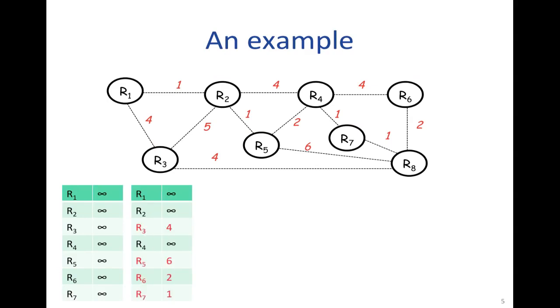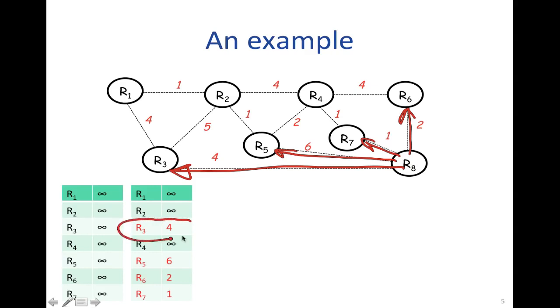So in the next step, that information is going to propagate outwards from R8. So this information here is going to tell us in that first wave that R8 can be reached in one hop from these routers. R3 is going to learn that it can get there in 4. That's over the direct path. R5 will learn it can get there in 6. R6 over here will learn that it can get there in 2. And R7 will learn that it can get there in 1. So they're the costs in that first step.